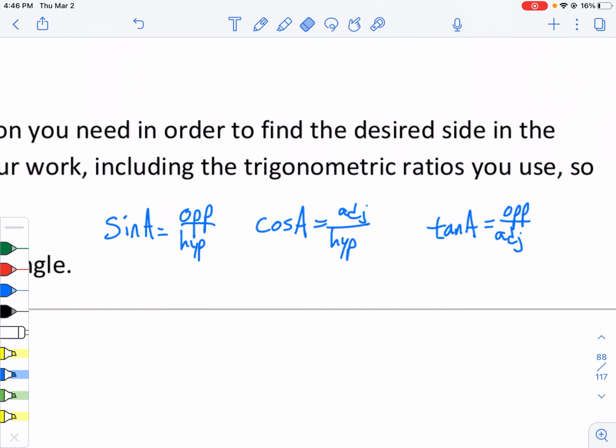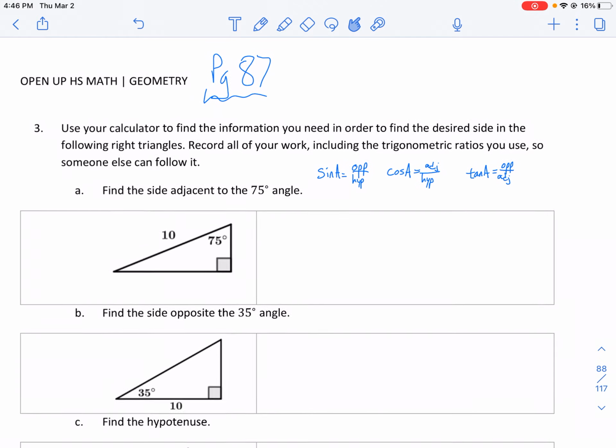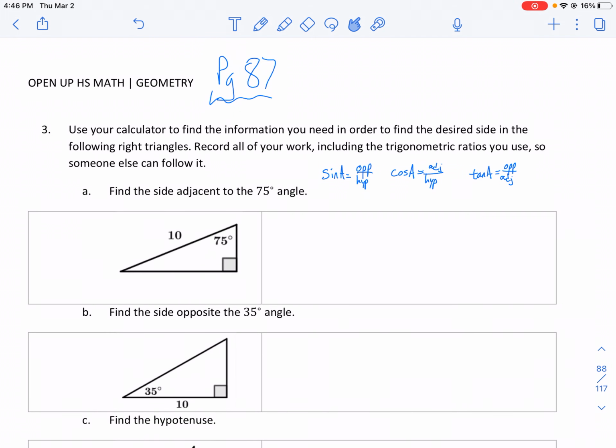So keep in mind our three trig ratios: sine, cosine, and tangent. We know the sine of A is opposite over hypotenuse. The cosine of A is adjacent over hypotenuse. And the tangent of A is opposite over adjacent. So when we are looking to find a missing side here, we're going to have to decide which one of these three ratios we want to use.